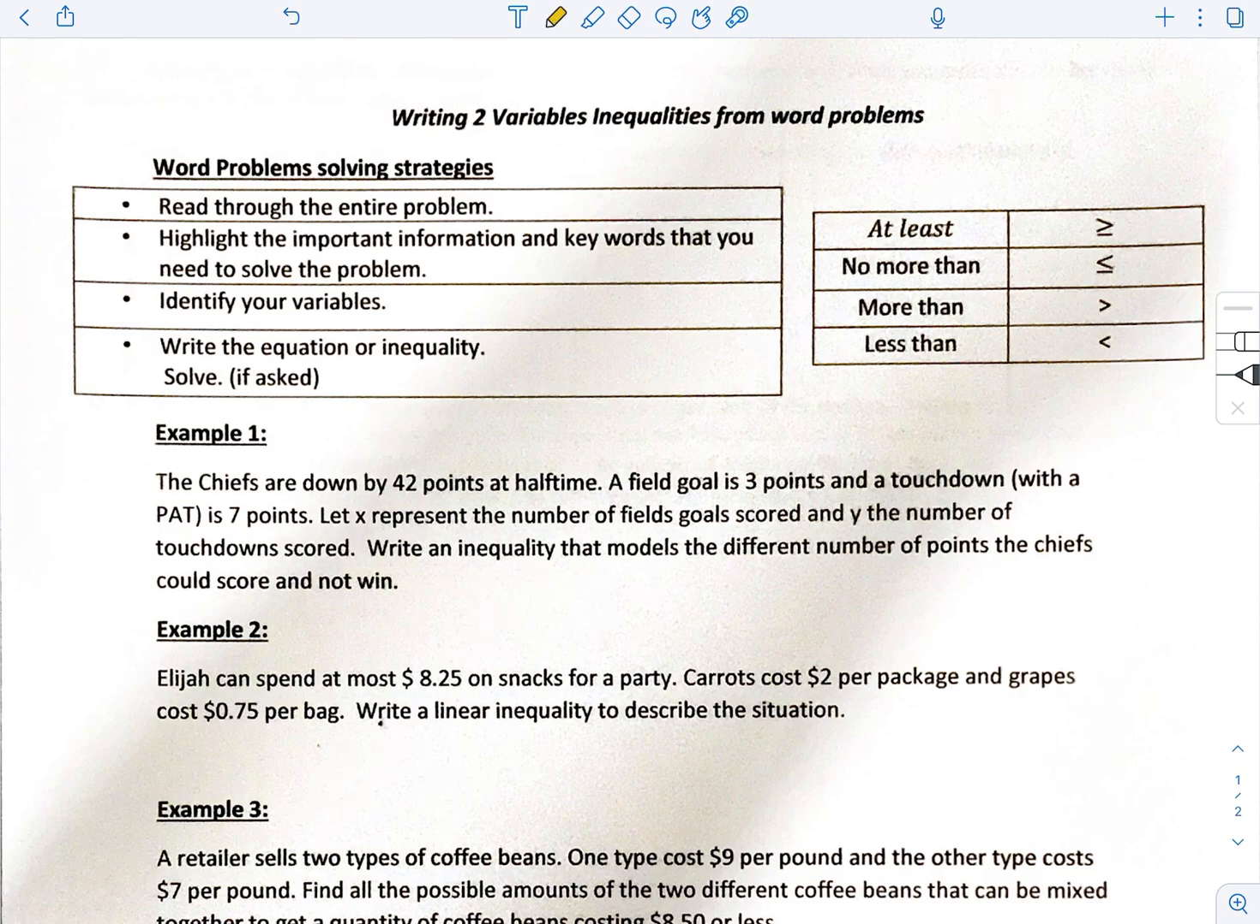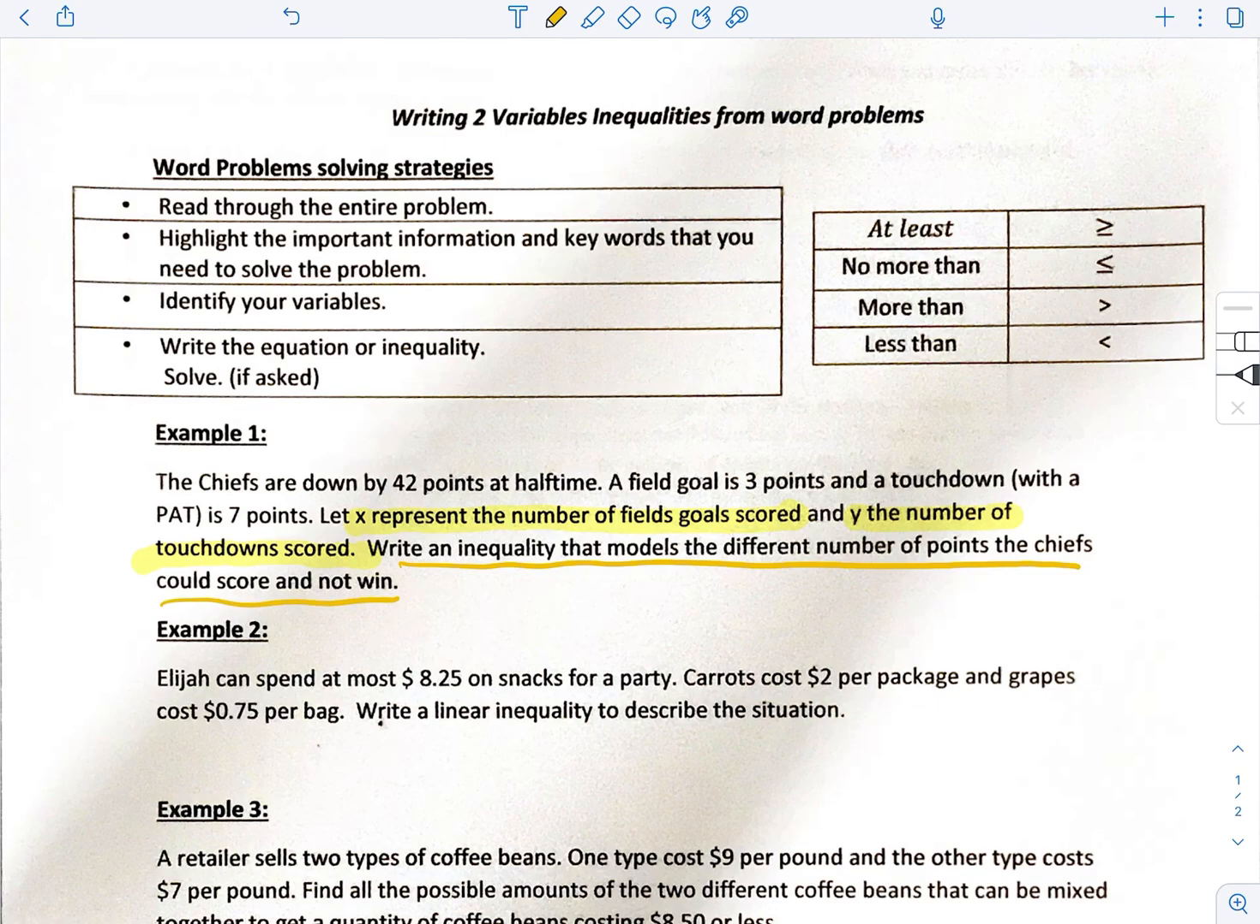The first problem says the Chiefs are down by 42 points at halftime. A field goal is 3 points and a touchdown with the PAT is 7 points. Let X represent the number of field goals scored and Y the number of. It said highlight key terms, right? So let X represent the number of field goals scored and Y represent the number of touchdowns scored. Write the inequality that models the different number of points the Chiefs could score and not win.